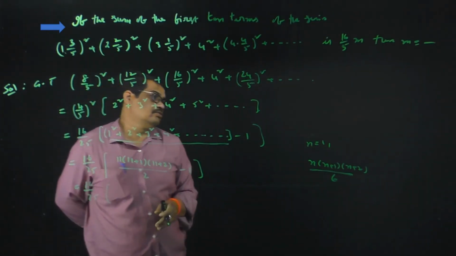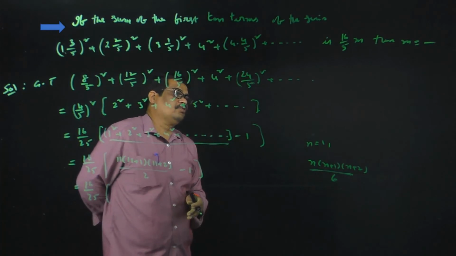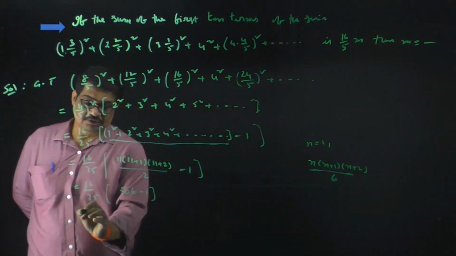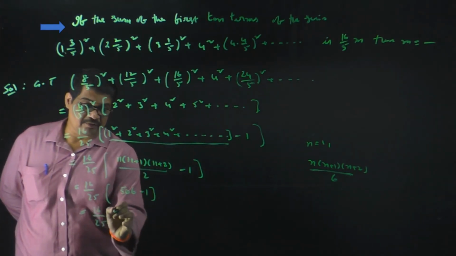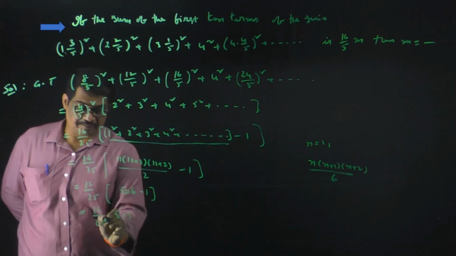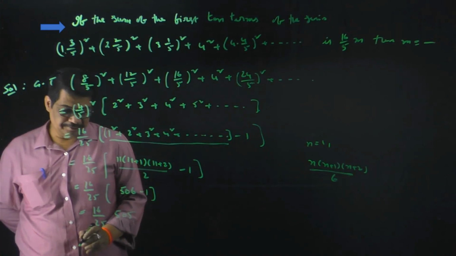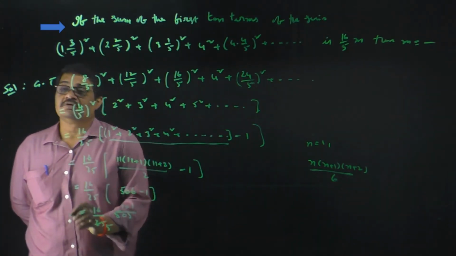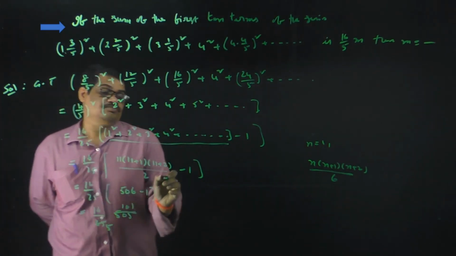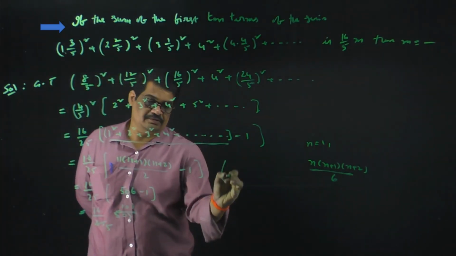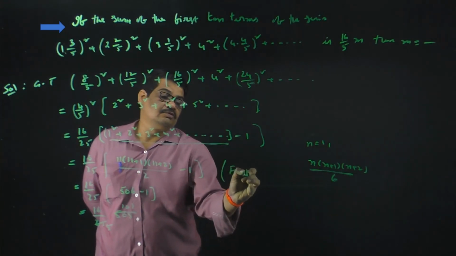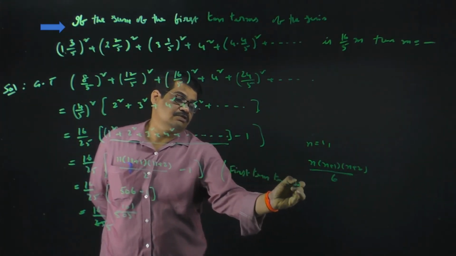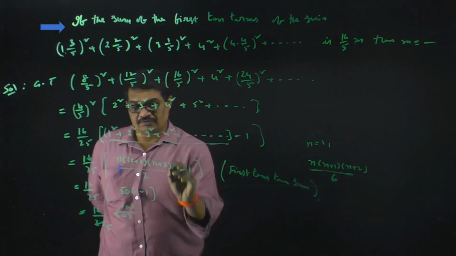This value we are simplifying: 506, this value is 506 minus 1, that is 505, times 16/25. Here 5 fives are 25, and 505 divided by 5 is 101. So this is the value of the first 10 terms sum.